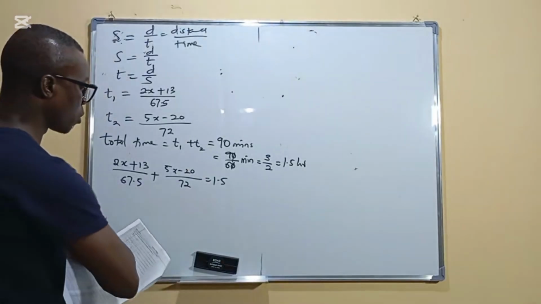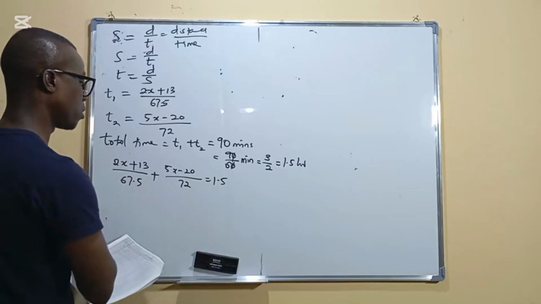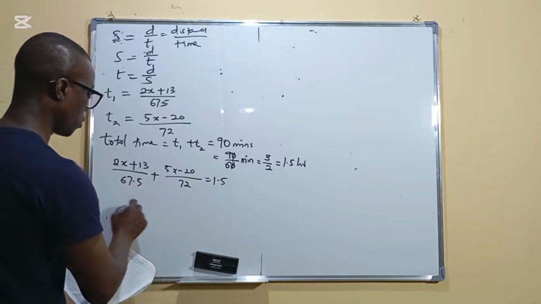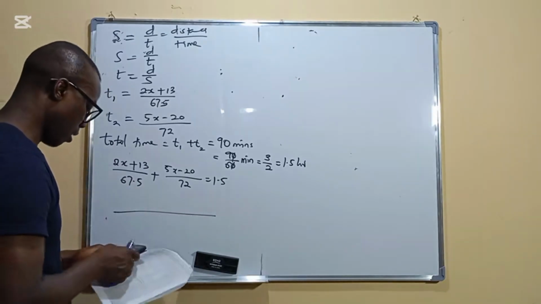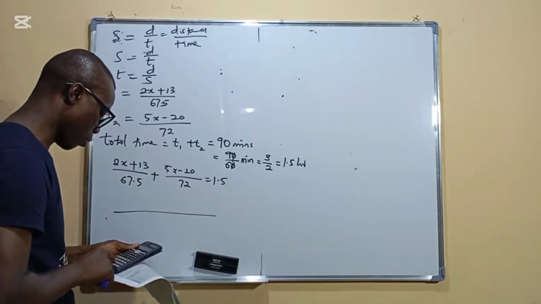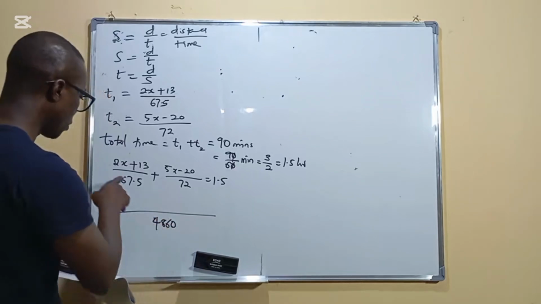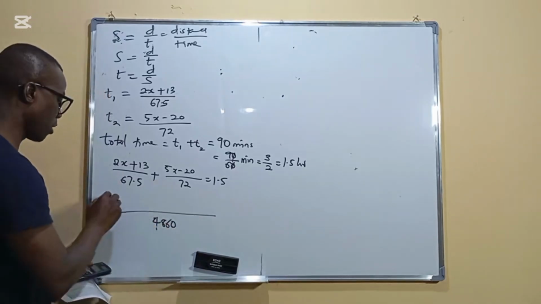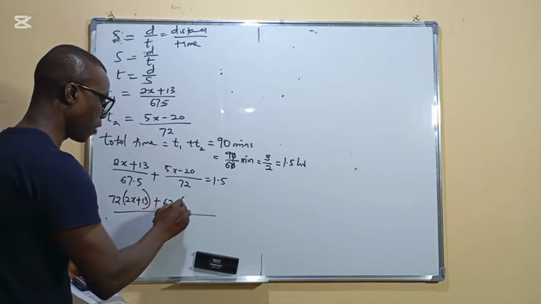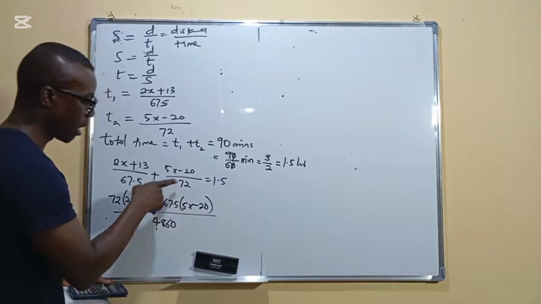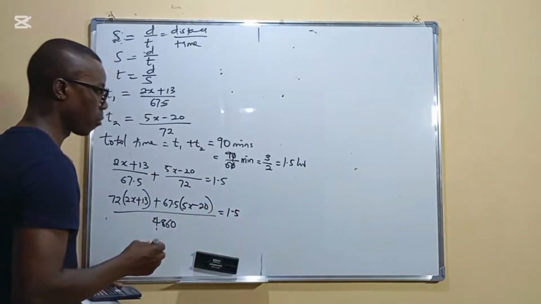So here, I can decide to say, let me find the LCM of these two. So what will be the LCM? The LCM will be this times this. So I have 67.5 times 72, and that gives me 4860. So this goes into this. That will be 72 into 2x plus 13, and then plus this will be 67.5 into 5x minus 20. That's to say 72 goes here, 67.5 times, and this will be 1.5.